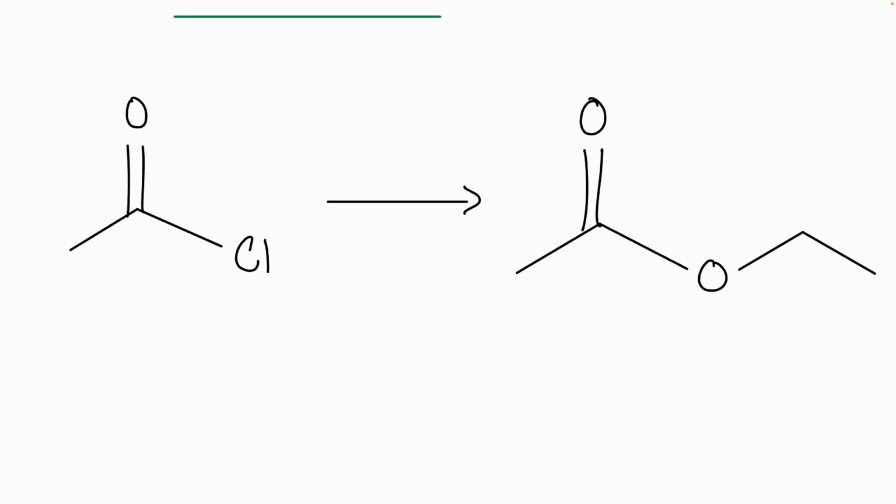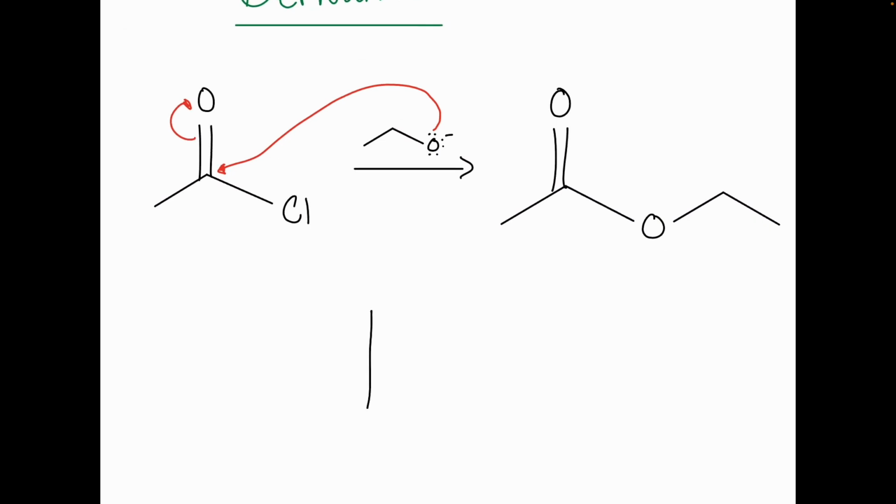So if I want to create an ester here, specifically this ethyl ethanoate, what would I use as my nucleophile? This chunk right here, right? That's got to be my nucleophile in this reaction. So for example, we could use an alkoxide ion, that ethoxide ion. If we just want to do our mechanism here, that nucleophile is going to attack that electrophilic carbonyl carbon. We're going to form our tetrahedral intermediate.